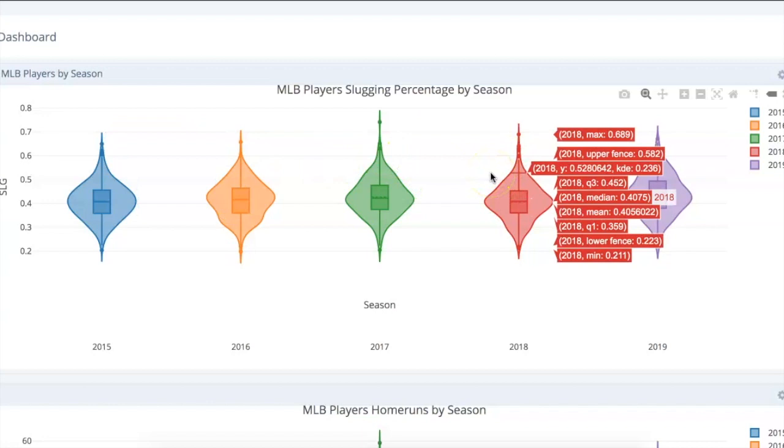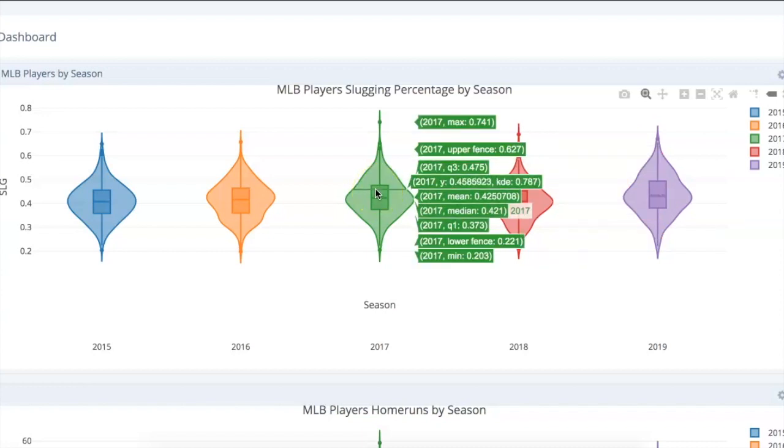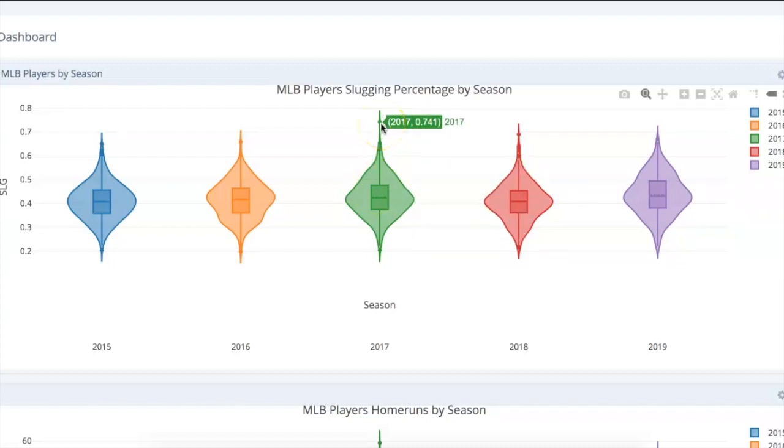2017 and 2019 were easily the best years for slugging percentage, with the averages above 420 and both their upper quartiles being over 475. In 2017, I believe J.D. Martinez slugged 741 for the Diamondbacks, which is one of the extreme values I'm showing you right now. That's one of the highest slugging percentages I've ever seen, and is very impressive.